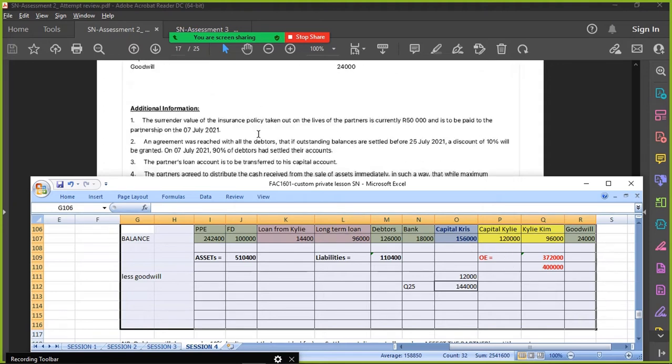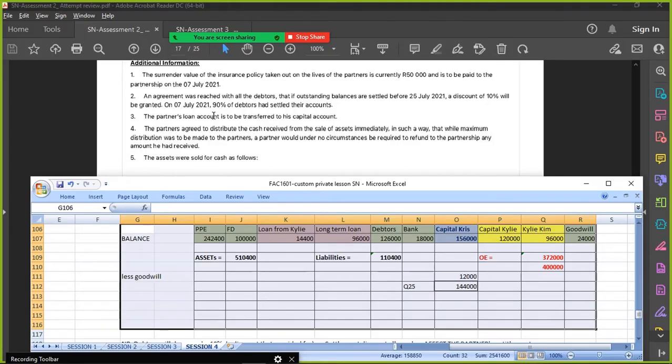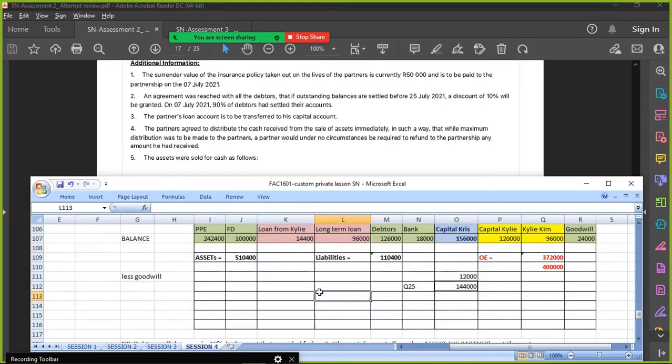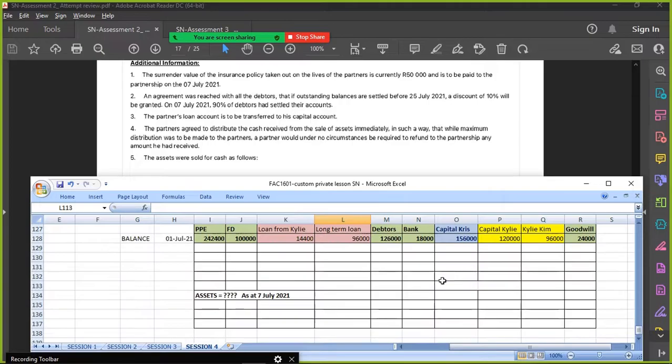Having said that, let's see what we have in the question. So we need to process the first bit. Goodwill is definitely closed off to Chris, Kylie, and Kim.